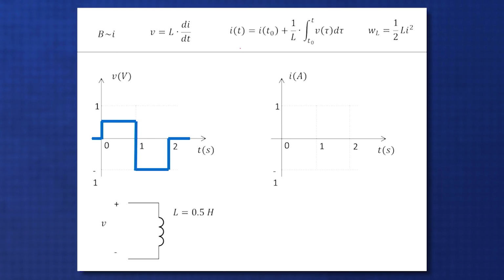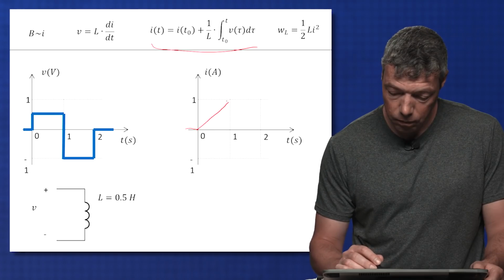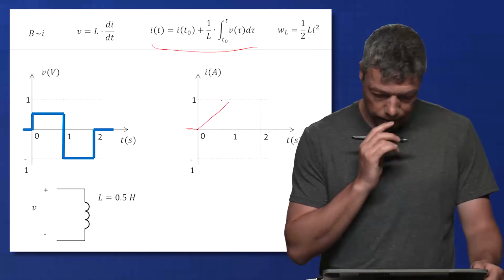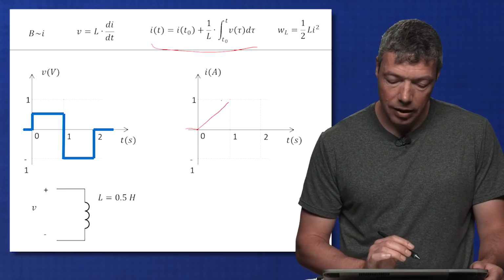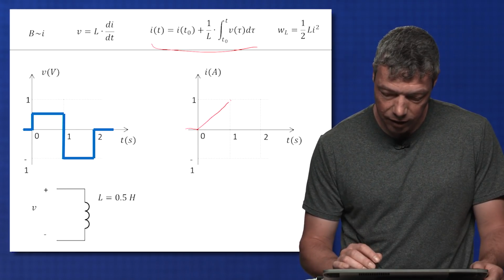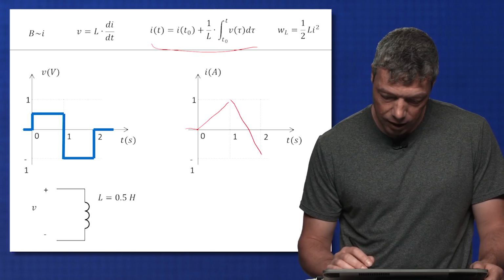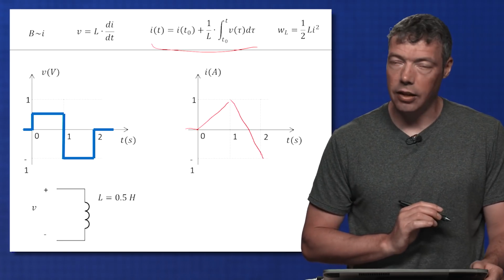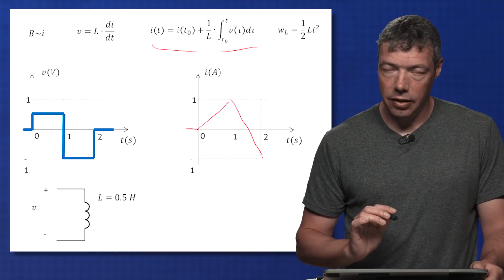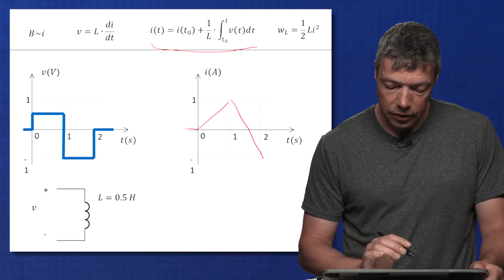Okay, so now let's look at what happens if I apply a voltage to an inductor. Well, I can calculate the current with this equation. So it's just the integral. So this is what the current is going to do. And then between time 1 and 2, the voltage is negative, and my current is going to go like this. Now, let's look a little bit closer at these different time intervals.